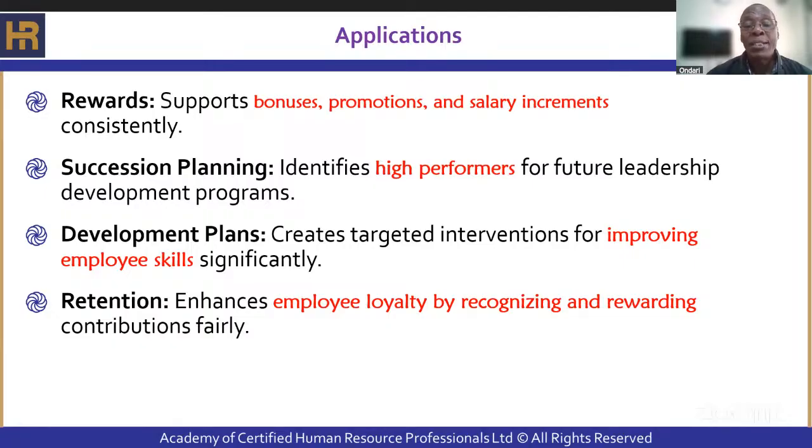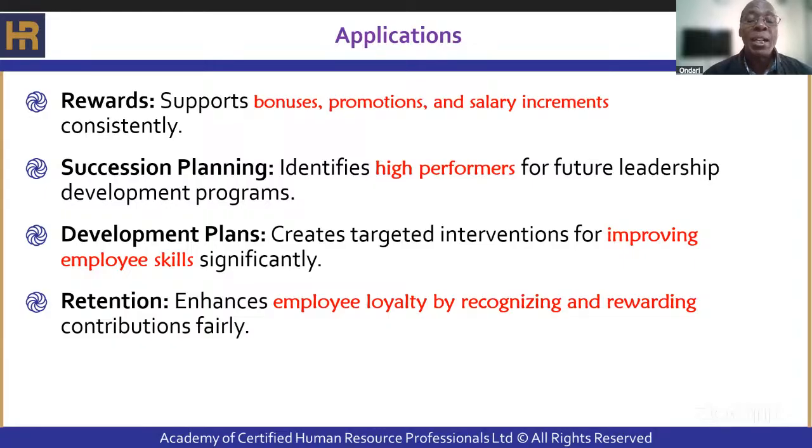Thirdly is development plans. This has to do with training and development, where we identify skill gaps and then create or develop training interventions to bridge performance gaps. In some cases, we may find that an employee is not performing because they do not have the right mix of skills and knowledge. In this way, we are able to identify skills gaps through performance evaluations.